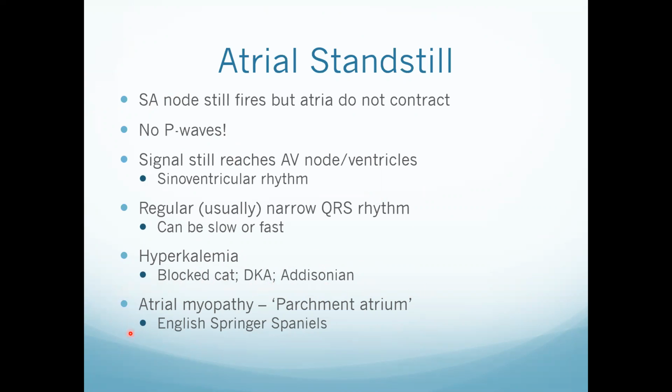In English Springer Spaniels, we can see a direct cardiomyopathy of the atrial tissue, which is sometimes known as parchment atrium, where there are no myocardial cells there and nothing to contract, so they won't have P waves. Those ones are not going to be hyperkalemic, and they're not going to respond to therapy for it. So those are cases that you need to do a pacemaker on.